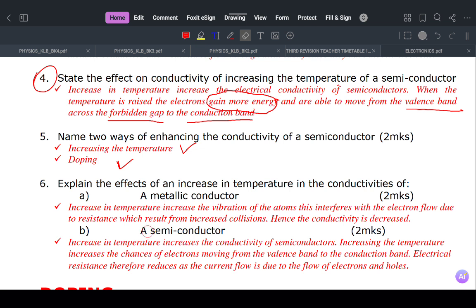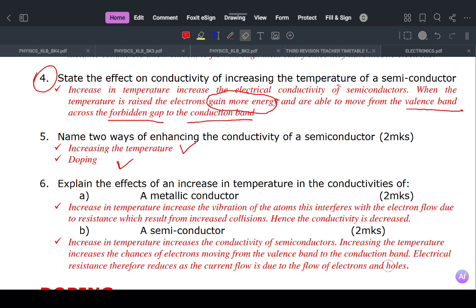But when a semiconductor is heated, the increase in temperature will increase the conductivity of semiconductors. Why? Because increasing the temperature will increase the chances of electrons moving from the valence band to the conduction band. Electrical resistance therefore reduces as the current flows, due to the flow of electrons and the holes.